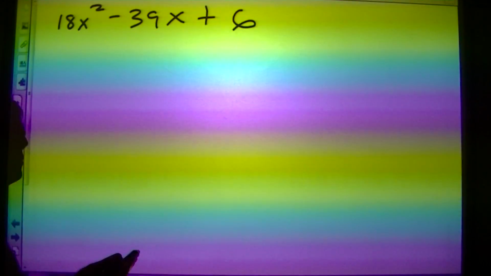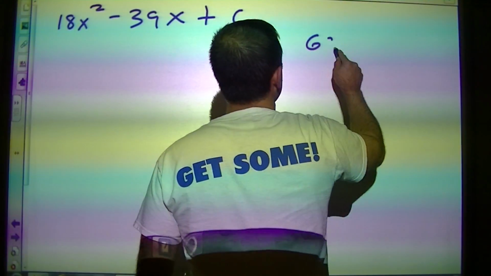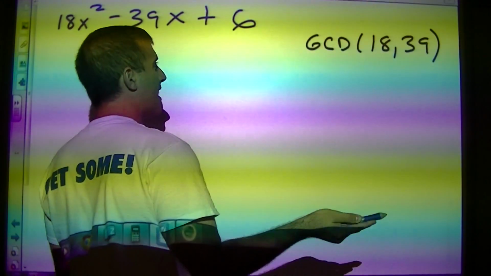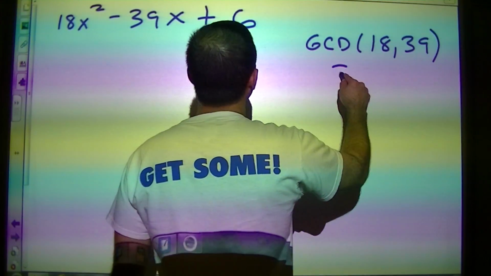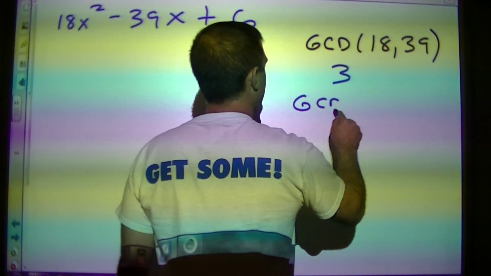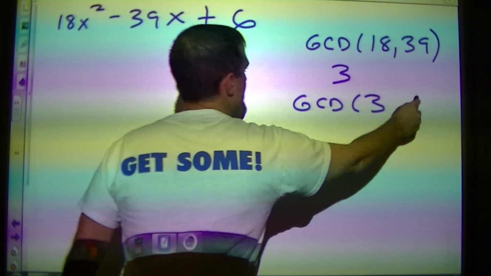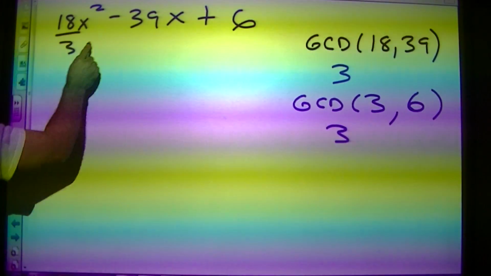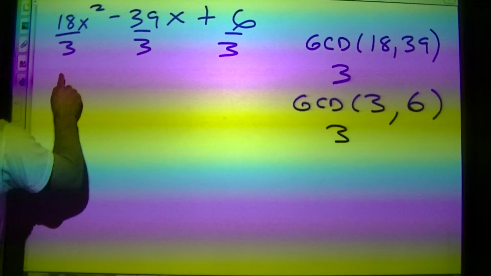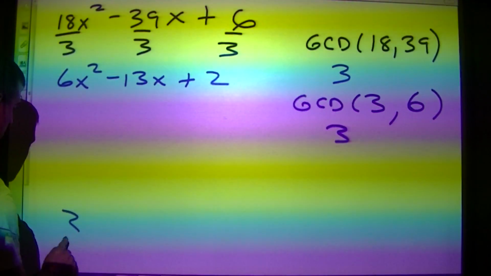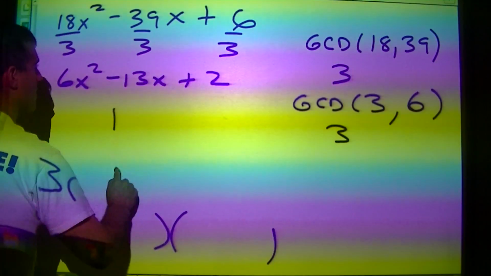So what I'm going to do is check this. I'm going to do GCD 18 and 39. And if you type that in, it's going to tell you 3. And then if you do GCD of 3 and the only number I haven't used, it's going to tell you 3. So if I divide them all by 3, that's going to give me 6x squared minus 13x plus 2. The 3 will go down here in my final answer.